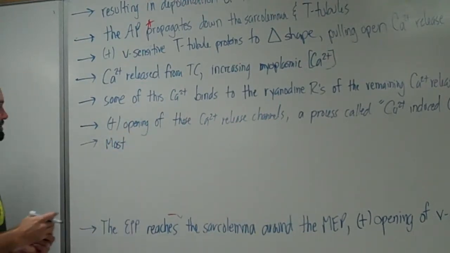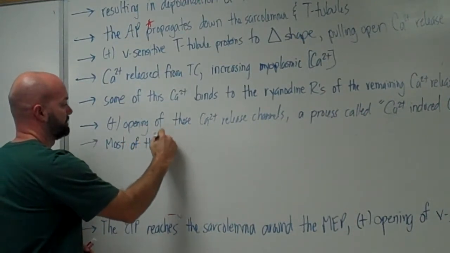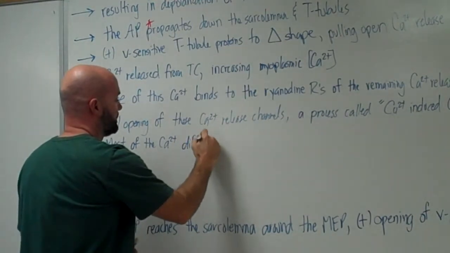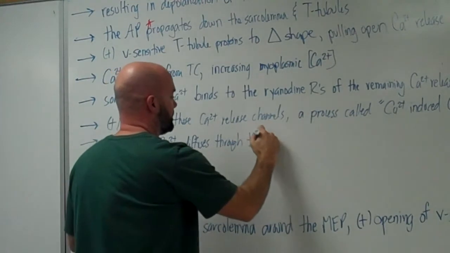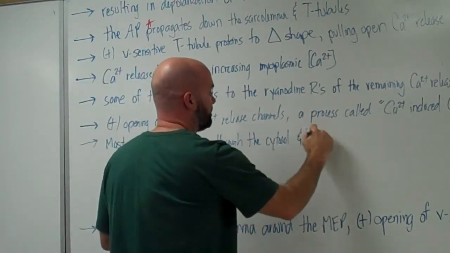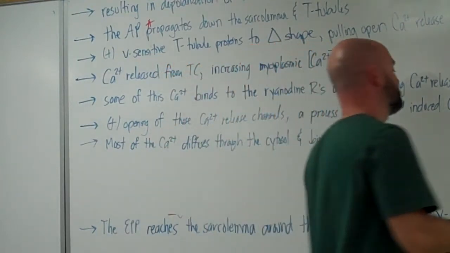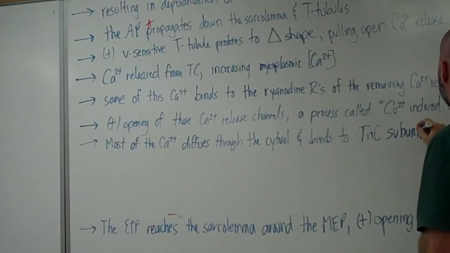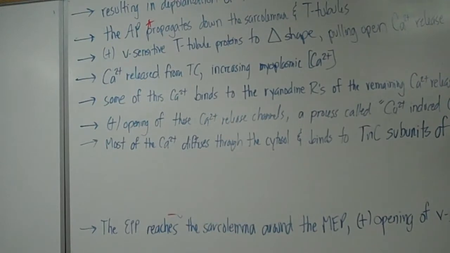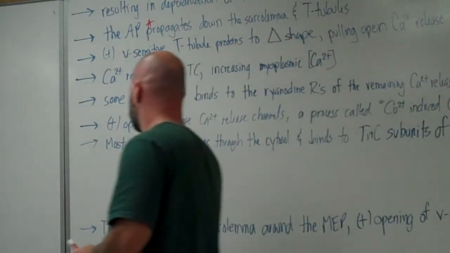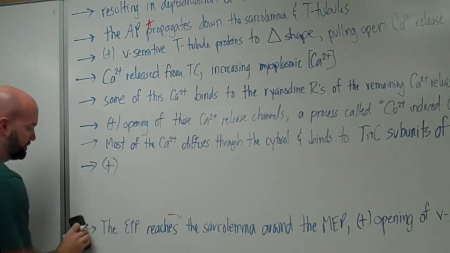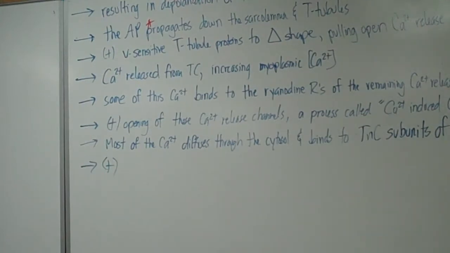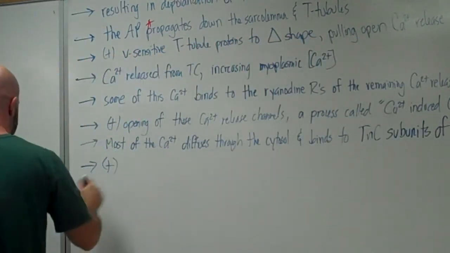Now, where is most of the calcium going? Most of the calcium diffuses through the cytosol and binds to the TnC subunits of troponin, triggering troponin to change shape.